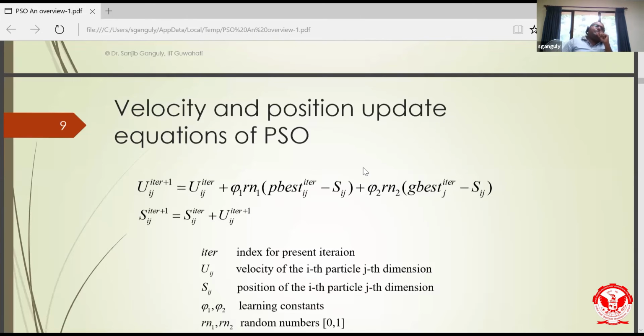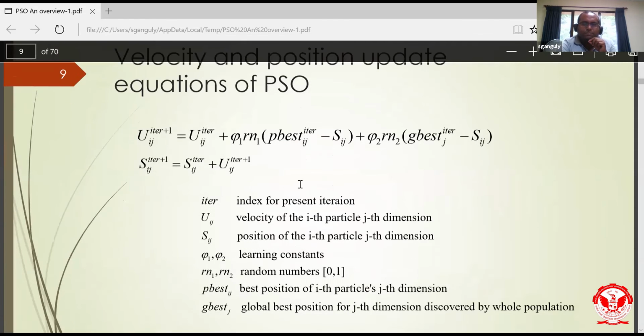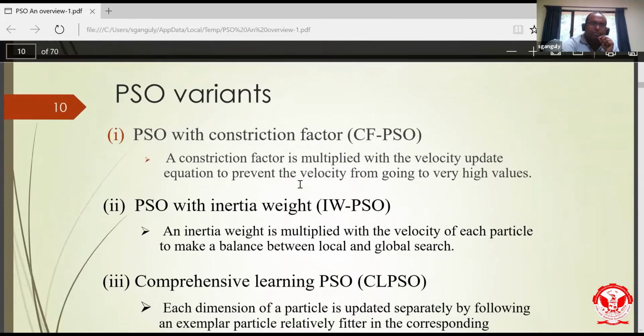In fact, in a 500 meter run competition, suppose a group of people is running. How can one be a winner? He or she has to perform his or her best, and also has to overcome the best of all the other persons who are running with them. That is how these two terms come in. You can find this in any sort of PSO paper.